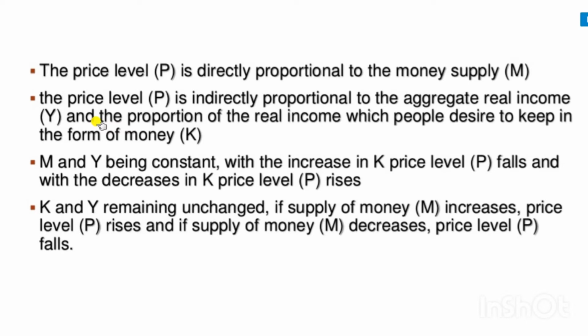Money supply as well as income being constant here, with the increase in the proportion of real income which people desire to keep in the form of money, which is k, the price level P falls, and with the decrease in k, the price level rises. This directly shows that there is an inverse relation between them. Here, if the proportion of real income which people desire to keep and the income remain unchanged, when the supply of money increases, the price level rises, and when money supply decreases, the price level falls. There is a direct relation between the price level and the money supply. If the price level rises, money supply also rises. If the price level falls, money supply also falls.